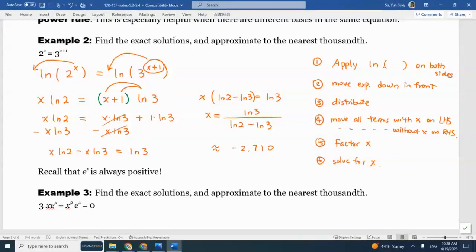ln 3 close parentheses divided by your denominator, which is 2 terms. So you need another parenthesis here. So you were missing this parenthesis. And then ln of 2 close parentheses and subtract ln of 3 close parentheses, one more parenthesis because this is the denominator. So everybody make sure you know how to use your calculator.